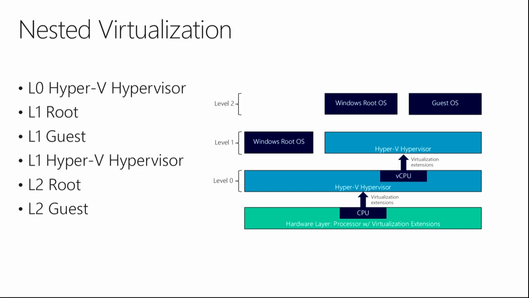The main thing to take away from this slide is just understanding this terminology. So at level zero, that's going to be your bare metal hypervisor. That's going to manage your level one, which is going to be your host operating system, which contains the virtualization stack to manage the level one partitions. And these level one partitions will now have the virtualization extensions exposed, so they can have their own hypervisor to create the level two.